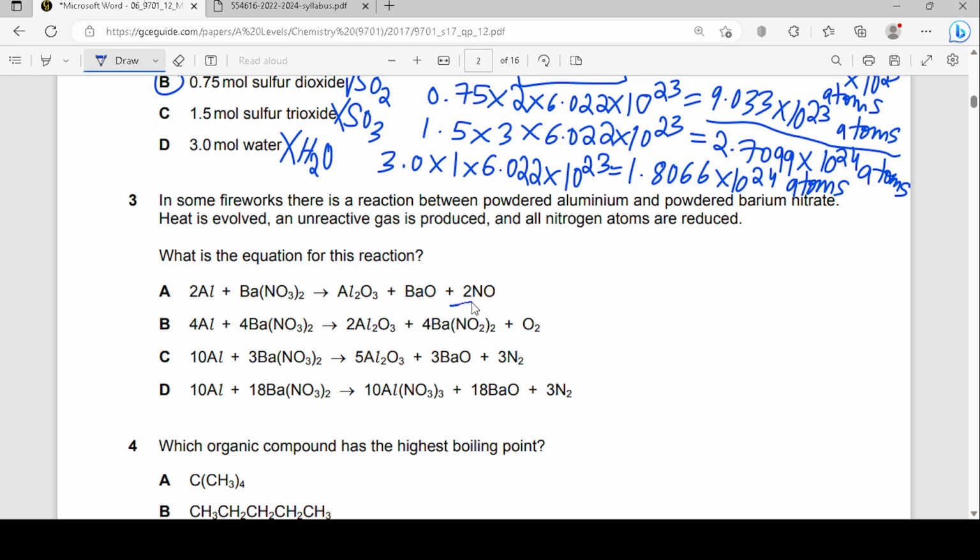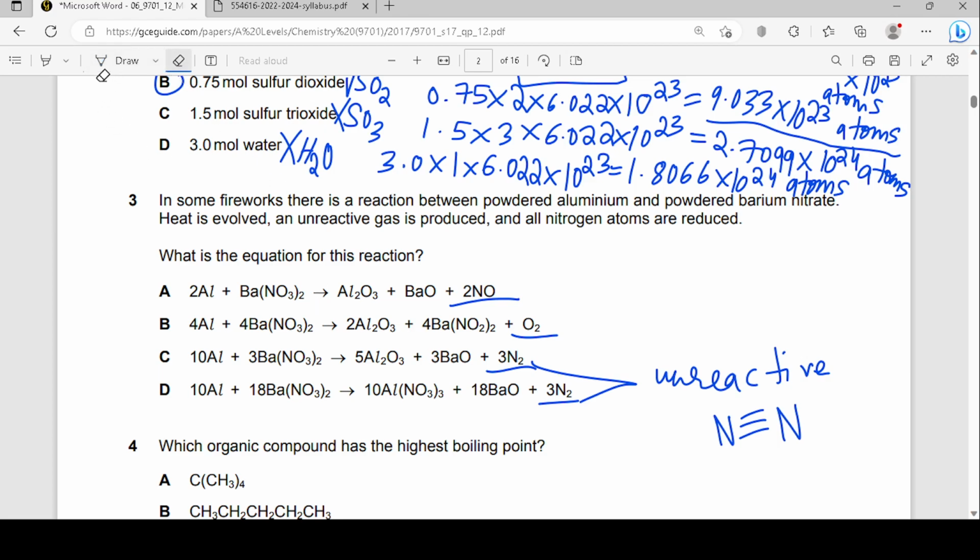If you look at the options, in option A, we have nitrogen monoxide produced. In option B, you have oxygen produced. In option C and in option D, you have nitrogen produced. So nitrogen is unreactive, right? Because of that very strong triple bond between the two nitrogen atoms. It's inert. But oxygen is highly reactive, right? It's a very reactive species, I mean, we use it for combusting things. And nitrogen monoxide is also highly reactive as well.